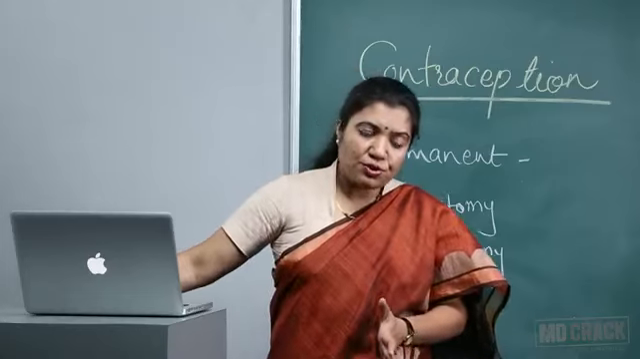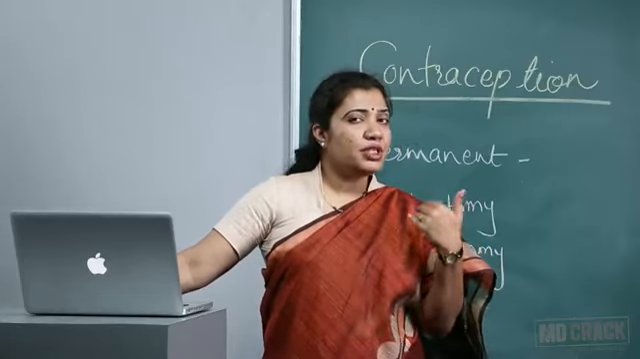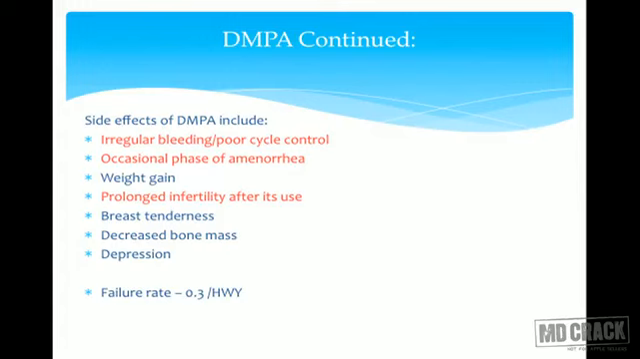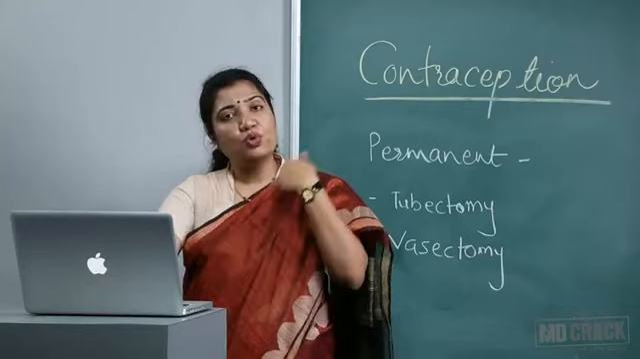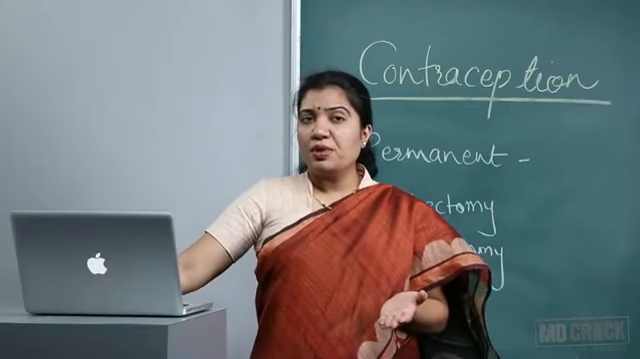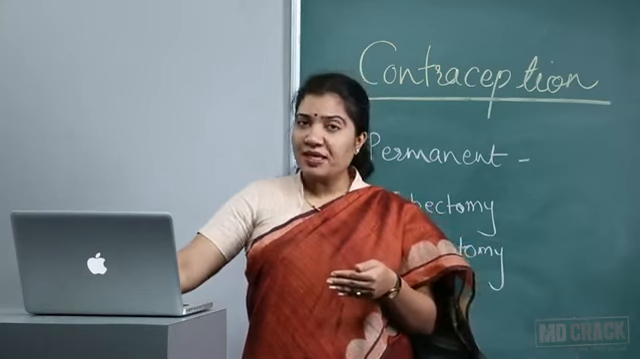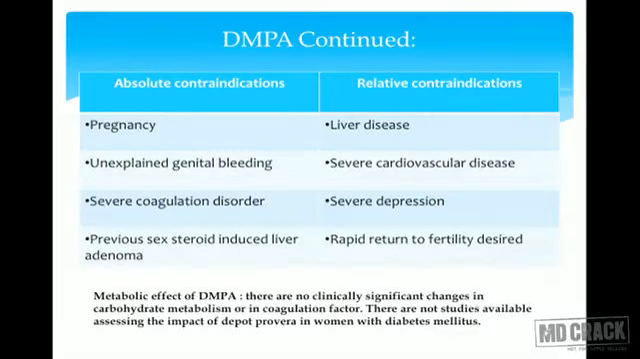Once she stops the use of this, fertility doesn't come back immediately. There is a period of prolonged infertility because ovulation is delayed for a time being. That is why this again should be explained to the patient. Then there are certain contraindications, some absolute and some relative. Pregnancy, it should not be used. Even in severe coagulation disorder, it should not be used. Or if the patient has any irregular genital bleeding, it should not be used. If there are any liver disorders, then again it is contraindicated.